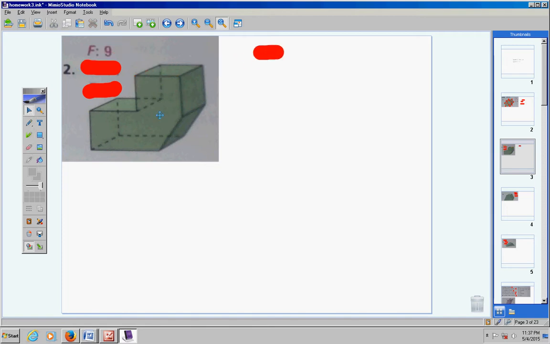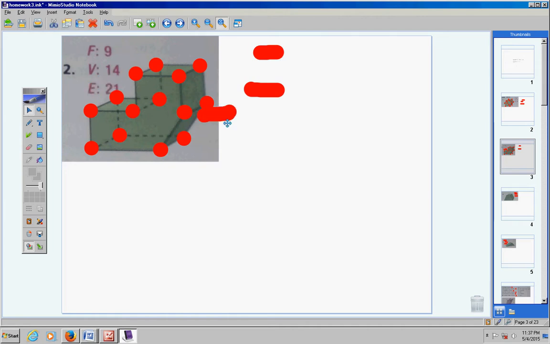Now the vertices, let's see, we have 1, 2, 3, 4, 5, 6, 7, 8, 9, 10, 11, 12, 13, 14. Alright, so there's 14 vertices altogether. Now if you add 9 plus 14 together, you get 23. Then subtract 2, you'll get 21 for the edges. Okay? Remember, you can always add the faces and the vertices together and subtract 2 for the edges.